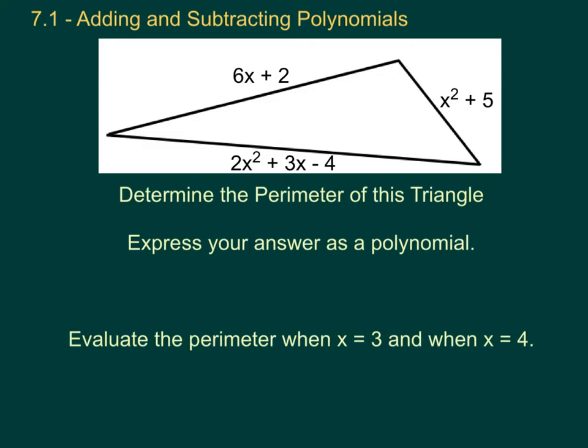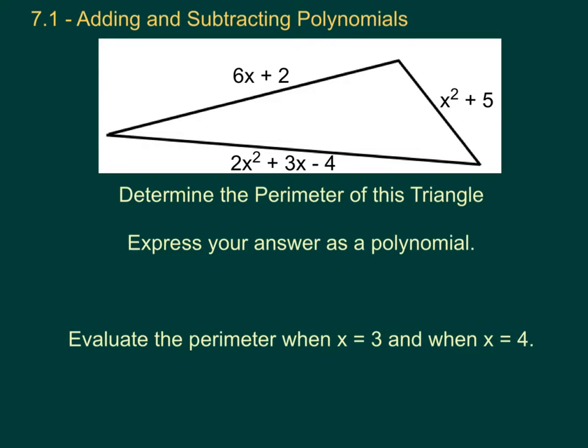When you're adding and subtracting polynomials, I have examples of polynomials around this triangle here: 6x plus 2, x squared plus 5, 2x squared plus 3x minus 4. Those are all polynomials. You can see that they're combinations of coefficients and variables and exponents, constants, all connected with addition and subtraction. And that's generally the look of the polynomials we're going to be working with. And so one thing that we can do with them is we can add and subtract them.